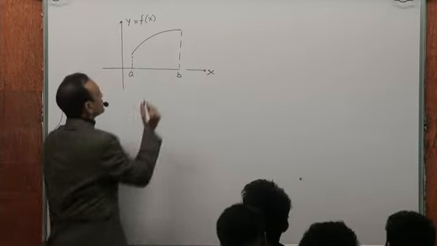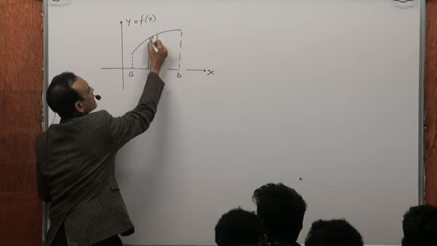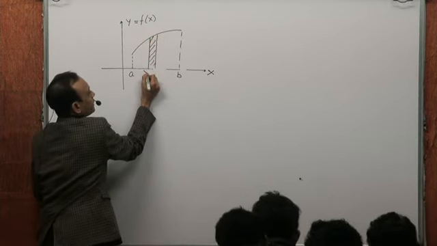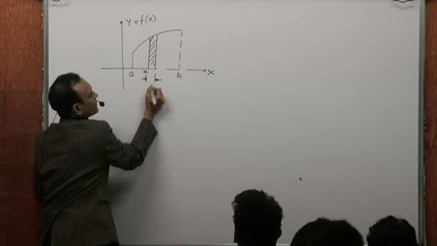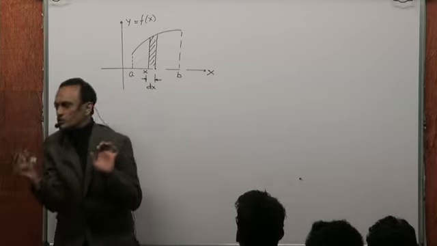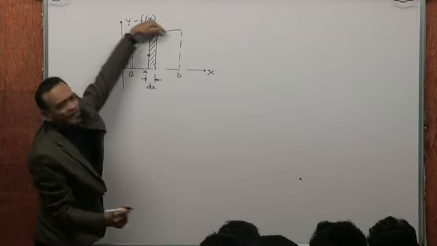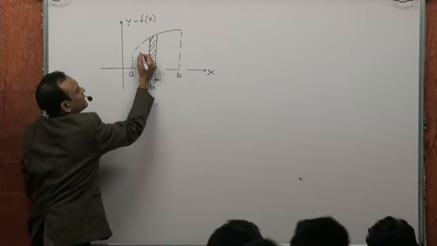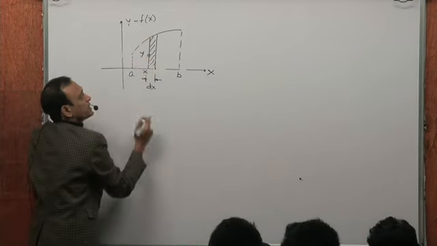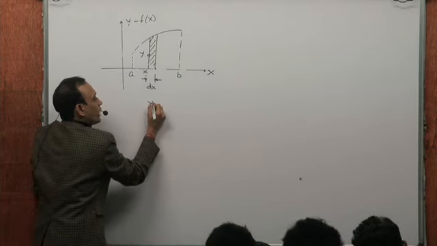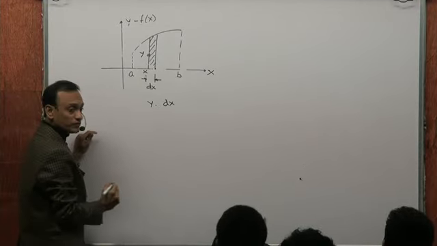So here we select a strip of this kind. This is a sample strip. This point is x, and this point is x plus dx. The width of this strip is dx. At x, I select a strip of width dx, and this is practically like a rectangle, and this ordinate is y, which is f of x. Then the area of the shaded region is going to be y into dx, where y is f of x.